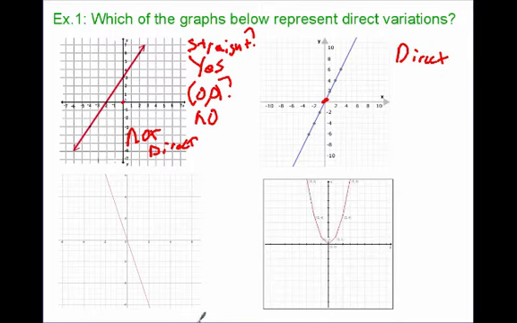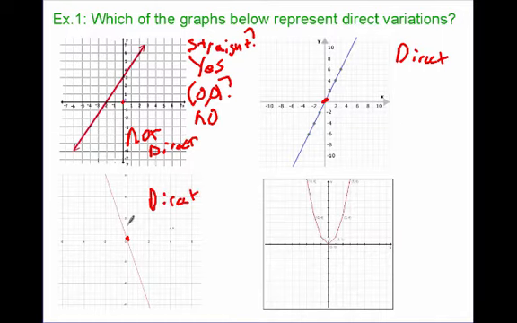Down here, let's see. Straight line, yep. Pass through 0, 0, yep. This one is a direct variation as well. We notice this one's a negative slope, this one's a positive slope. That doesn't really make a difference. The key thing is they're straight lines and they pass through 0, 0. Over here, this one passes through 0, 0, but it's a curved line, so it is not a direct variation. By now you should be getting the idea. A straight line that passes through 0, 0 makes it direct.